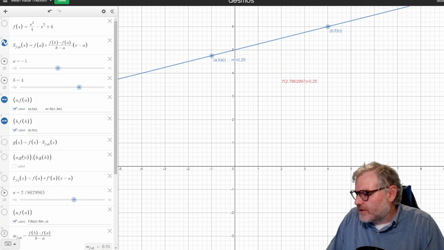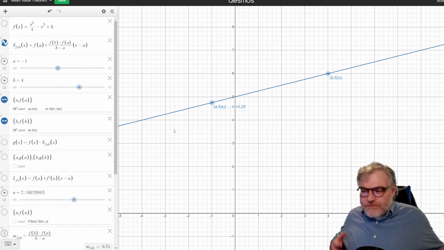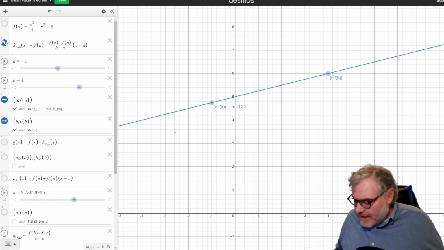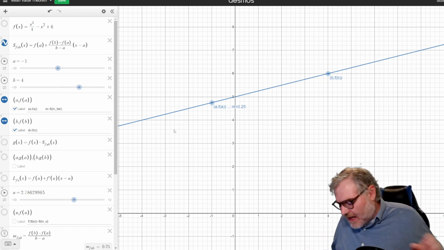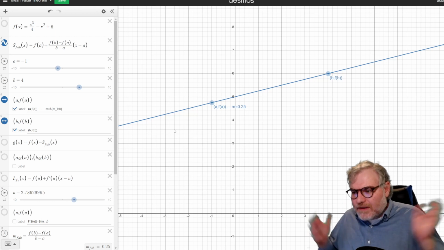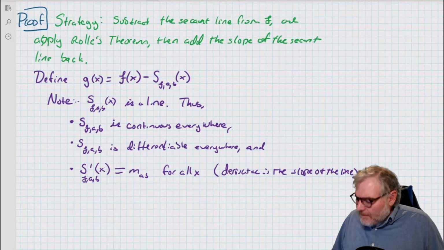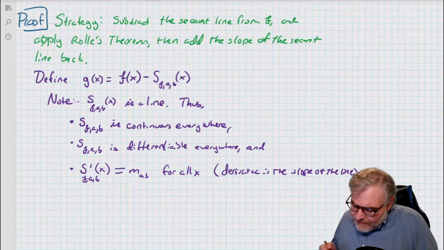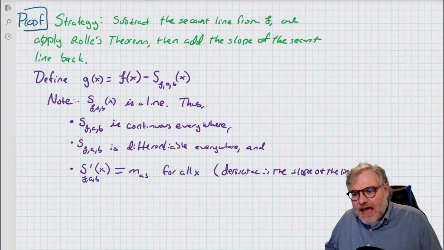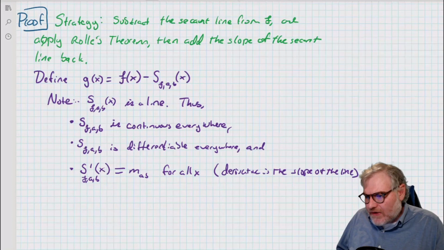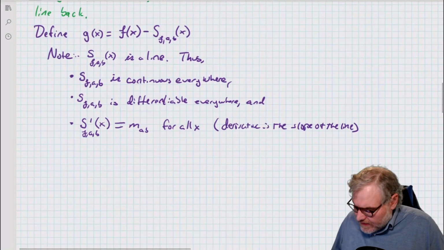If all I have is a line, then its derivative is its slope, right? Forget about f and everything associated with it. I'm just looking at this function right here. That function is a line, okay? It's continuous everywhere because it's a line. It's differentiable everywhere because it's a line. And its derivative is its slope everywhere. The slope is constant. So what that means is that a continuous function minus a continuous function is continuous, and a differentiable function minus a differentiable function is differentiable, right? So we need to just write those things out.